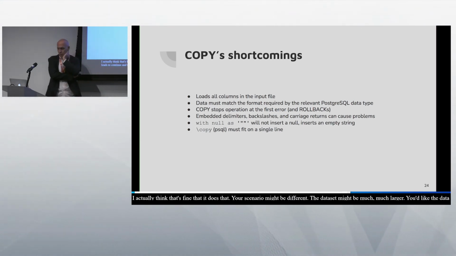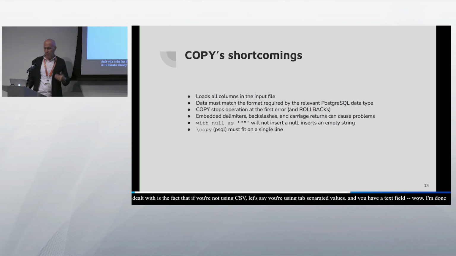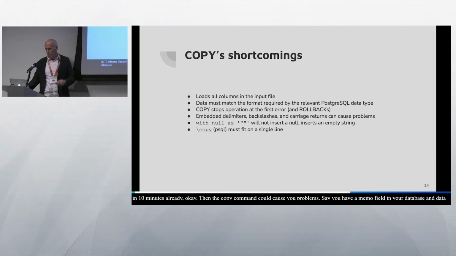Another issue that pops up, which I have dealt with, is that if you're not using CSV, let's say you're using tab separated values, and you have a text field, the copy command can cause you problems. Say you have a memo field in your database and in your data file, and that memo field has a tab in it. It could actually mess up copy, right? It's the same thing with embedded delimiters, backslashes, and carriage returns. These are things that are gotchas. And then the other thing is that the copy command itself must fit on a single line.